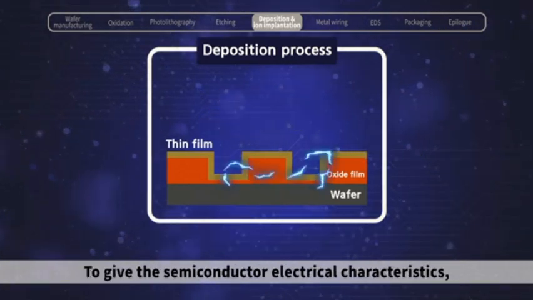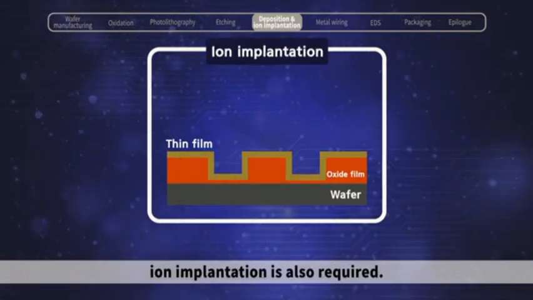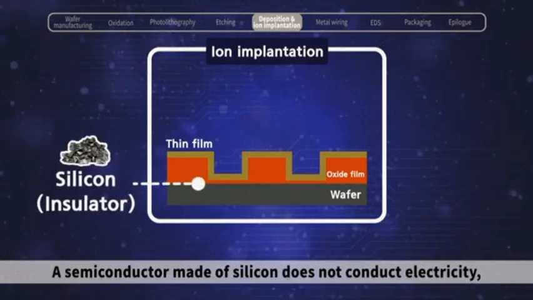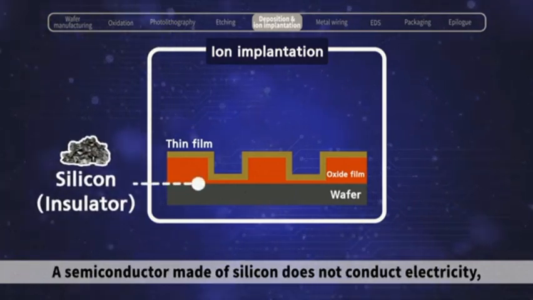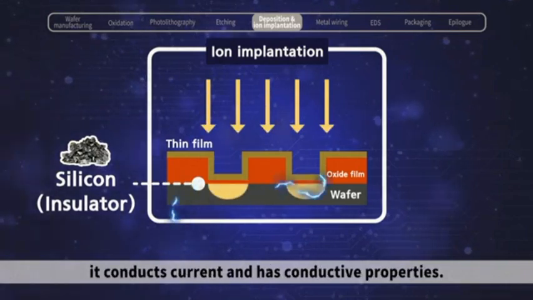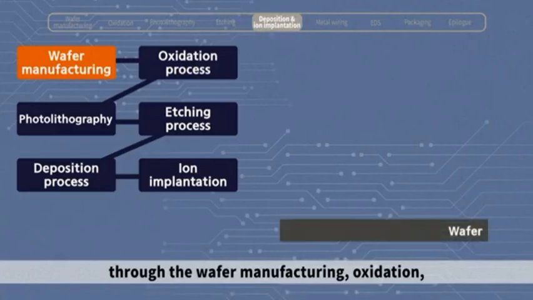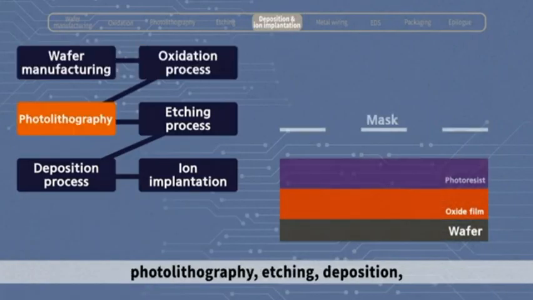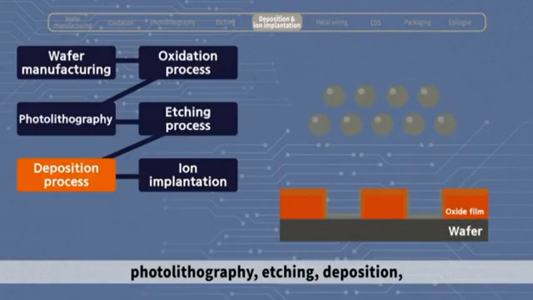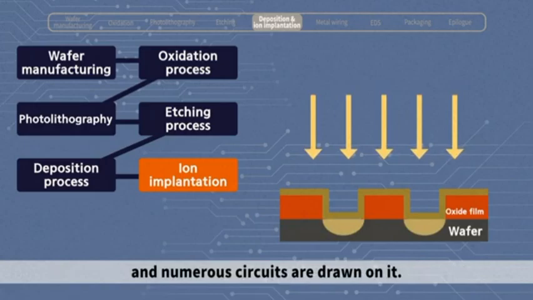To give the semiconductor electrical characteristics, ion implementation is also required. A semiconductor made of silicon does not conduct electricity, but by adding impurities, it conducts current and has conductive properties. In summary, through the wafer manufacturing, oxidation, photolithography, etching, deposition, and ion implementation processes, the wafer becomes conductive and numerous circuits are drawn on it.